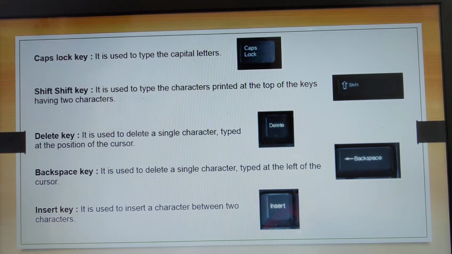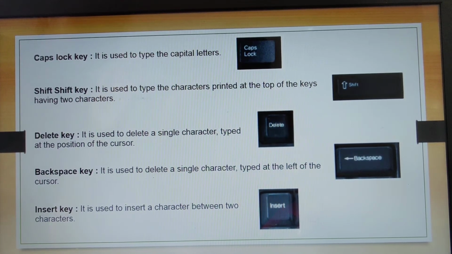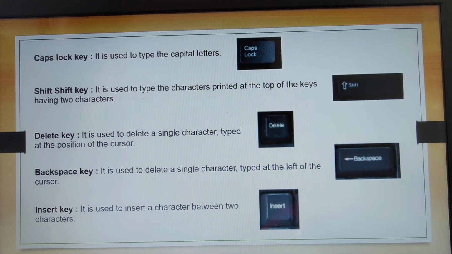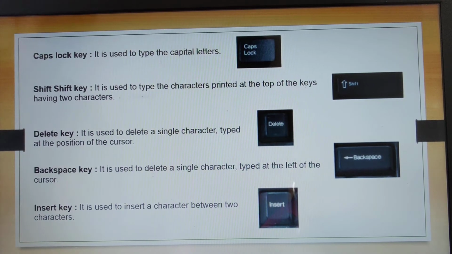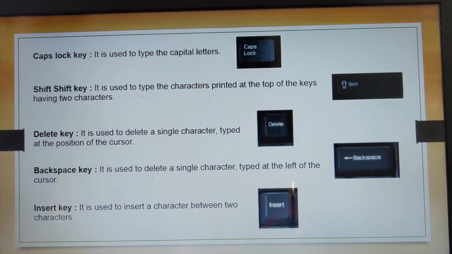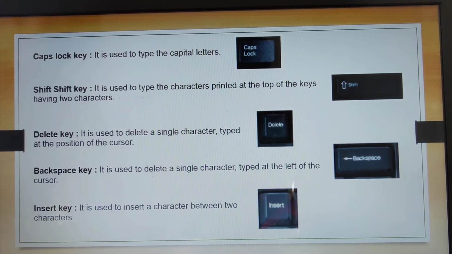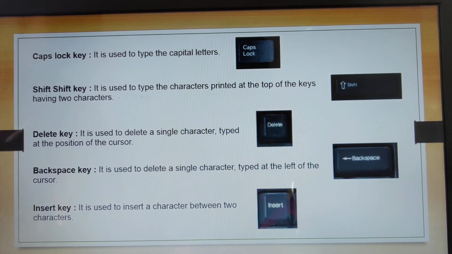Okay, but backspace only when the cursor is on the right hand side, right? So if the cursor is on the right hand side and I want to delete something on the left hand side, I will press the backspace key. If my cursor is on the left hand side and I want to delete something on the right side, I will press the delete key. Okay, so these two keys are used for deleting.